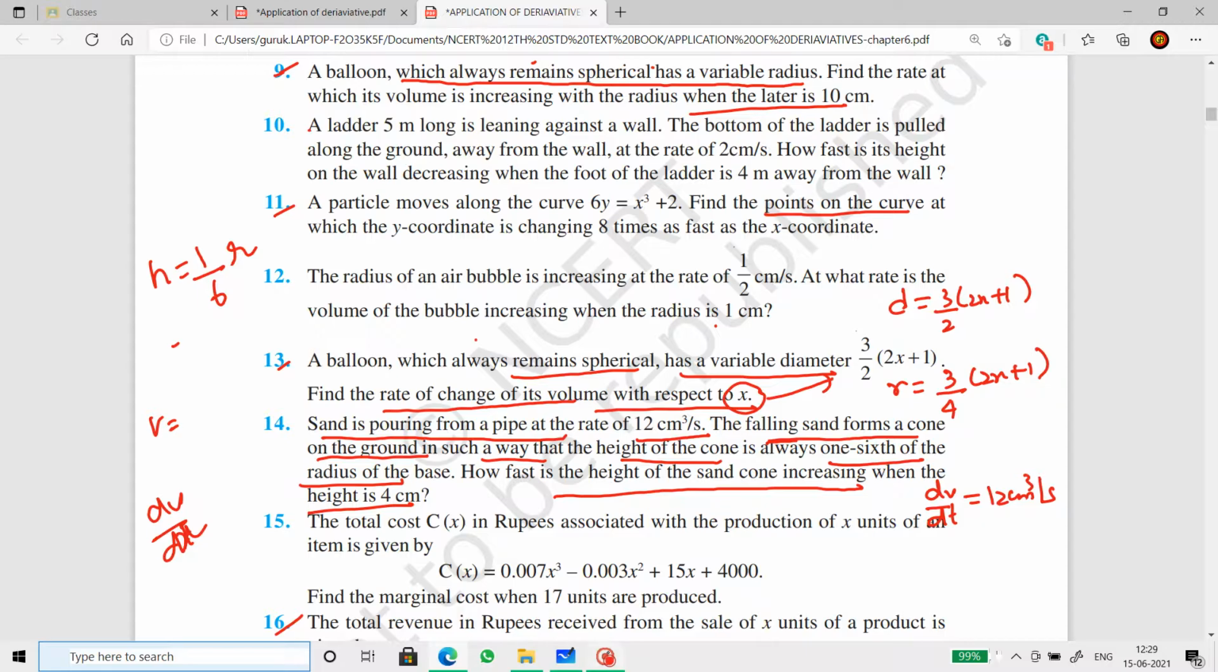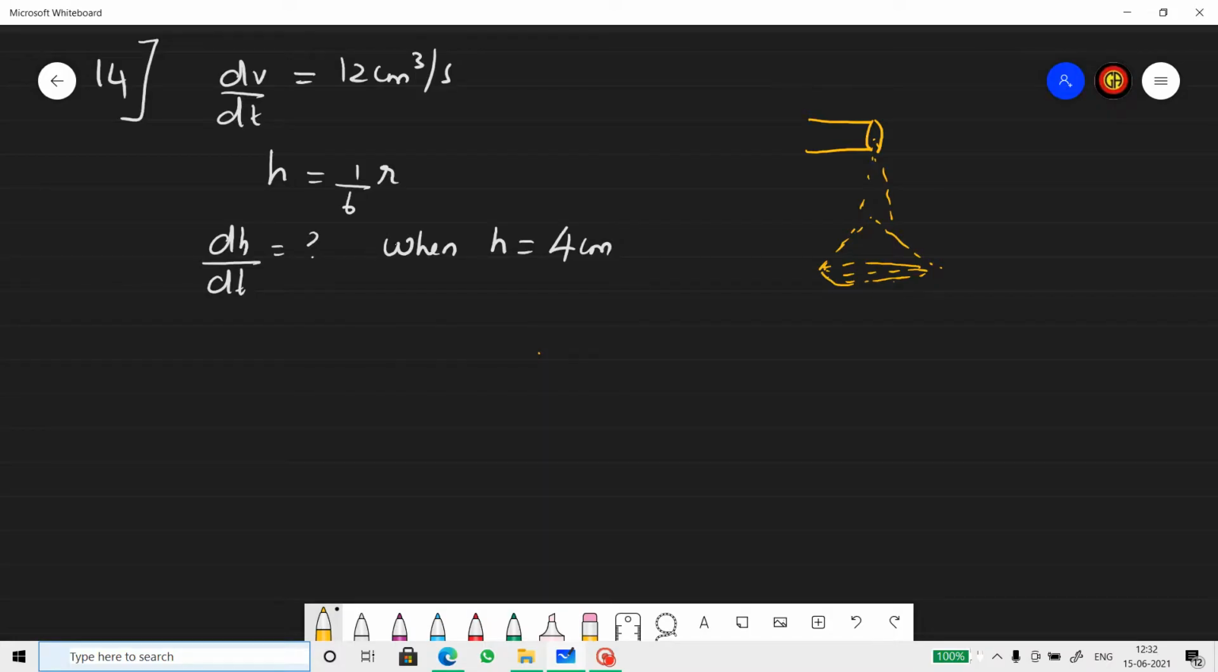Fine, let's see how to do this. According to the question, rate of change of volume is 12 centimeter cube per second. Height is 1/6 of the radius. Find the rate of change of height when h is 4 centimeter, isn't it? So the sand is pouring from a pipe, and the falling sand forms a cone shape. Now, what is volume of a cone? Volume of a cone is 1/3 pi r square h, right? Now, that means volume can change with respect to radius or with respect to height or with respect to time.